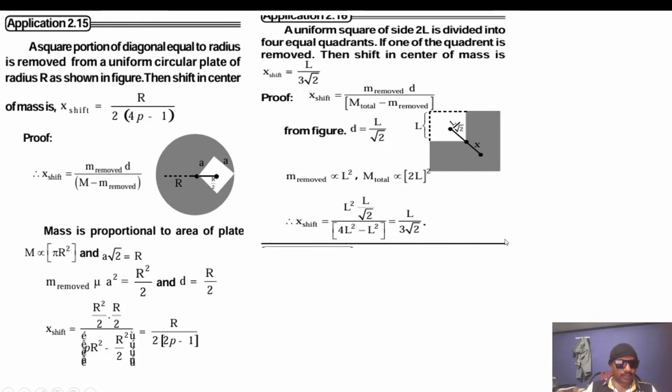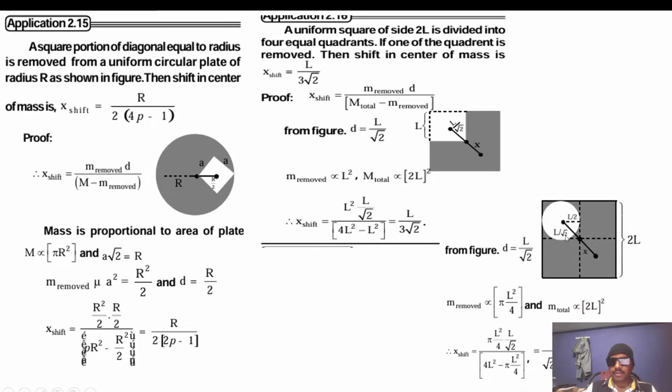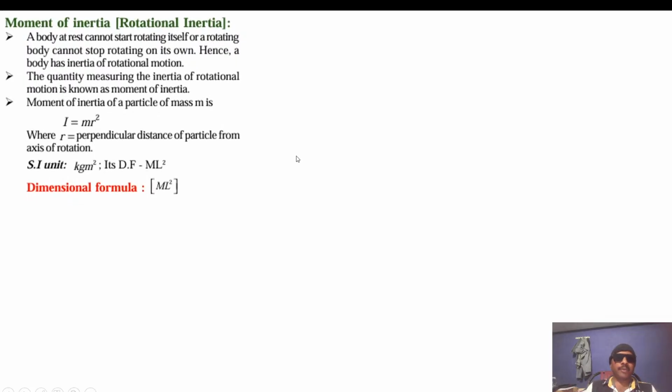Next one is, this is the square plate, and from that they removed a circular portion. So for that, pi L by root 2 into 16 minus pi. Right? Moment of inertia of rotational motion here is also important. Moment of inertia I equals mass into the square of the distance between them, right?